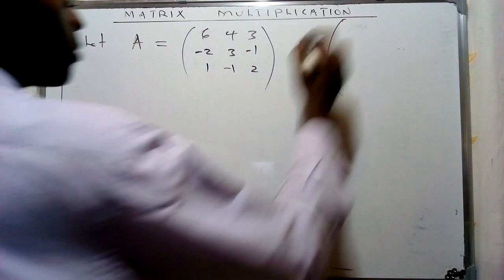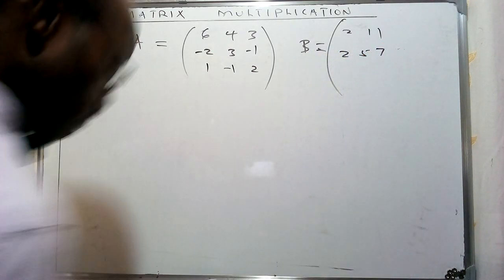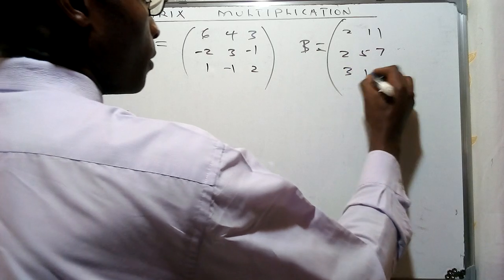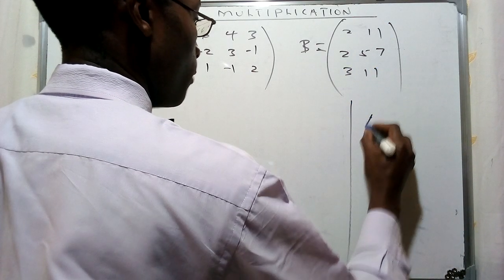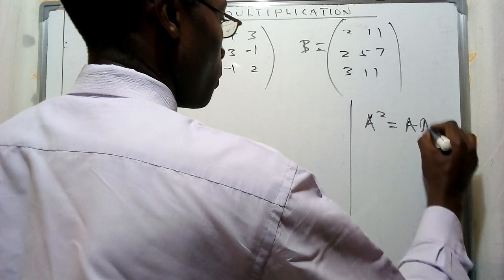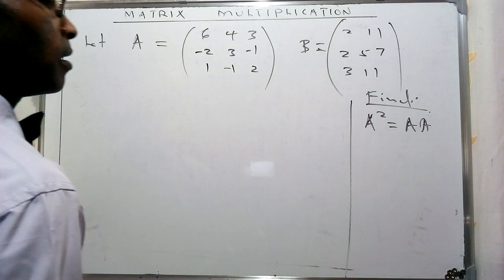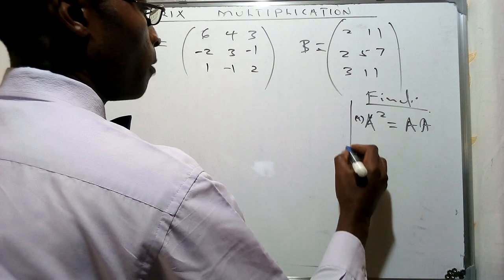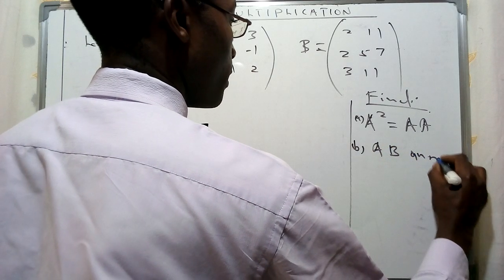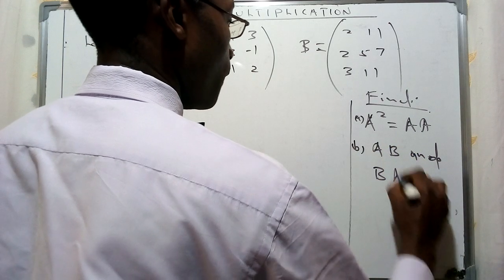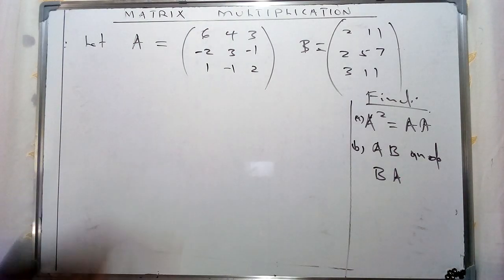And B consisting of elements 2, 1, 1, and then we're going to have 2, 5, 7, and then 3, 1, 1. So we're going to perform a range of multiplications which are going to give us values of this specific kind. If we are requested to find the product of the square of A, AB, and BA, we can perform a range of operations, starting with the square of A.